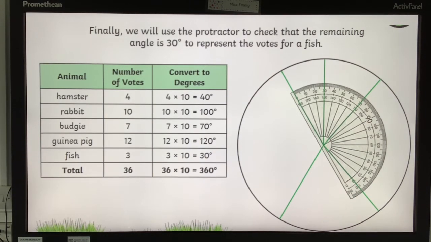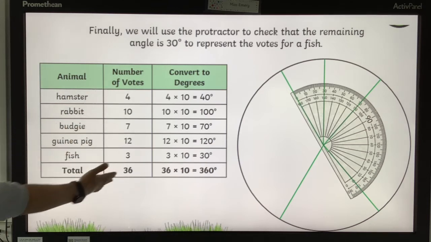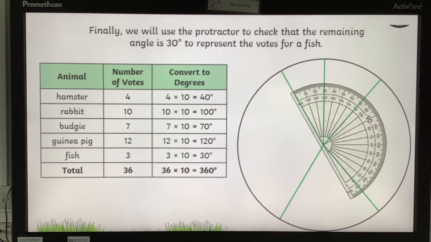So the key things to remember: once you have worked out how much each vote or unit is worth in degrees, you multiply that by how many votes or units you had. That gives you your degrees. You then make your line at 0, down to the middle. That is your starting line. You measure 40 degrees from there and draw on your segment. You then move your protractor and mark on the next 100 degrees. Move your protractor and mark on the next 70.